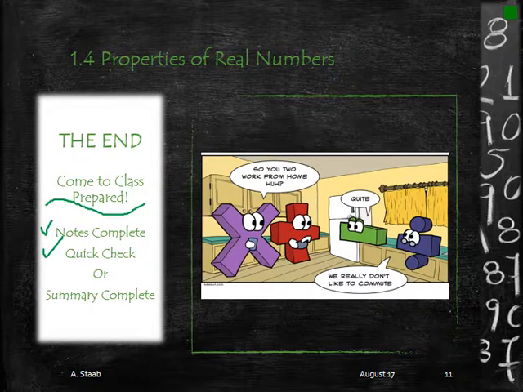Here I have a little joke for you. The multiplication and addition sign asked the negative and division sign, so, you two work from home, huh? Quiet, says the subtraction sign. We really don't like to commute, says the division sign. Get it? Commutative property, commute. So, try to hold back that laughter.